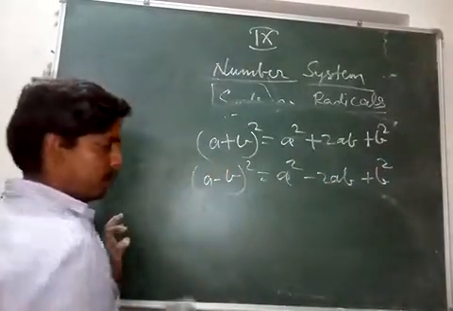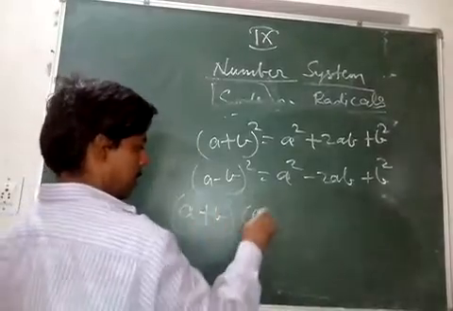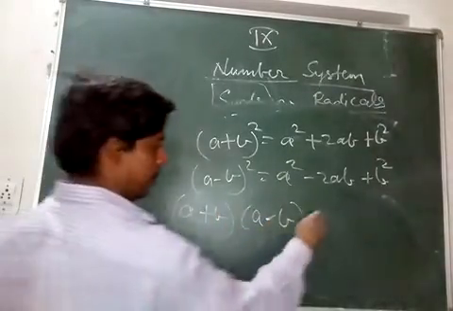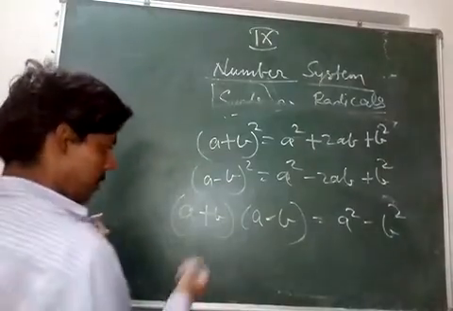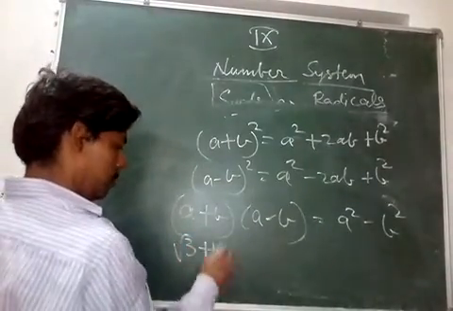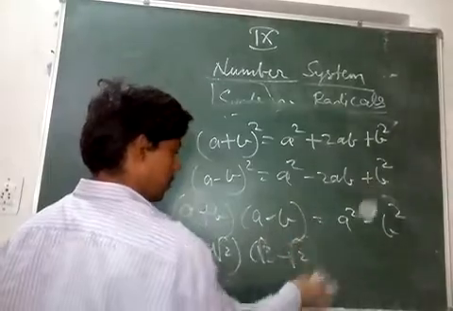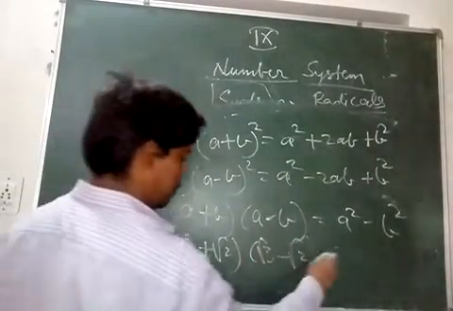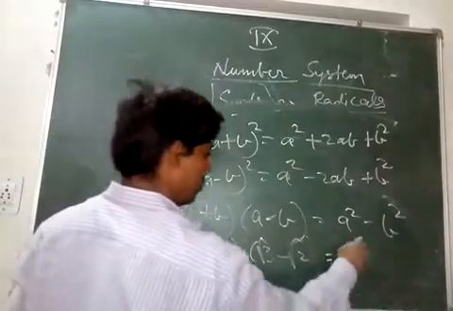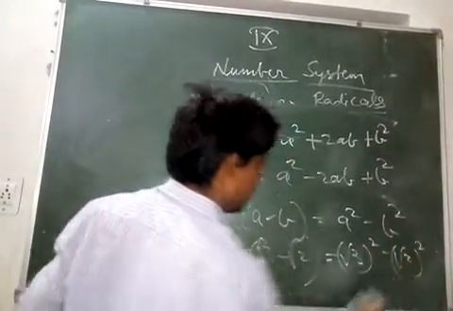And the most important one, which is used maximum, is (a plus b)(a minus b) is equal to a square minus b square. So this is the most important one. For example, somebody says what is (root 3 plus root 2) multiplied by (root 3 minus root 2). So you can directly apply this identity. (Root 3 plus root 2)(root 3 minus root 2) is equal to root 3 whole square minus root 2 whole square. Now this is very important.